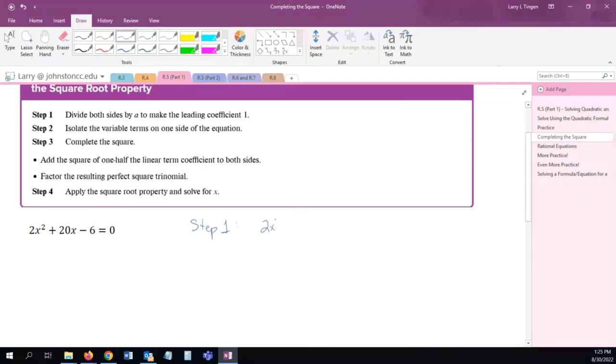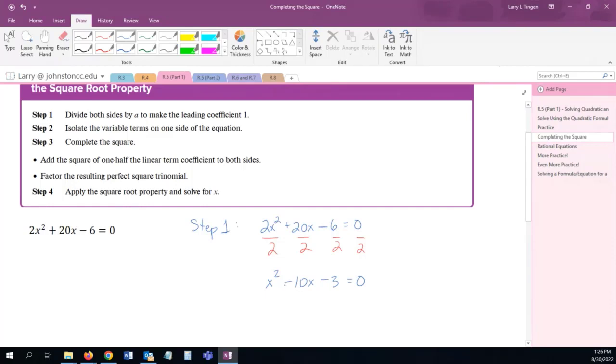Step 1, I've got 2x squared plus 20x minus 6 is equal to 0. I am told to divide by the leading coefficient. Yes, all these have a factor of 2 in it already, so you could divide that out, but I just want you to get used to the process. Here, divide: x squared plus 10x minus 3 is equal to 0. Now, do we agree this doesn't factor? Yeah, right. There's no way two things multiply to -3 and add to -10. So I've done step 1.